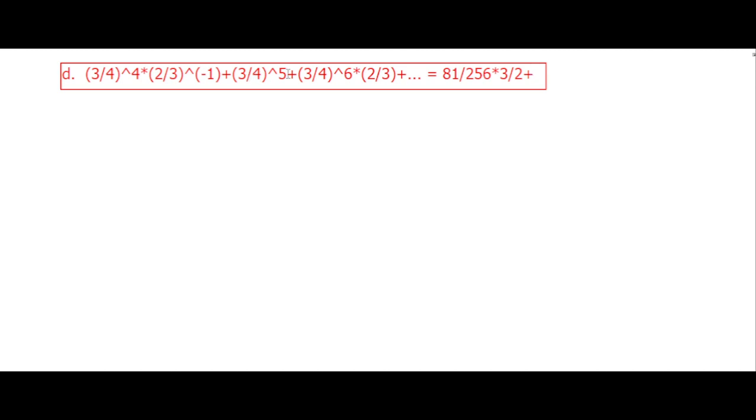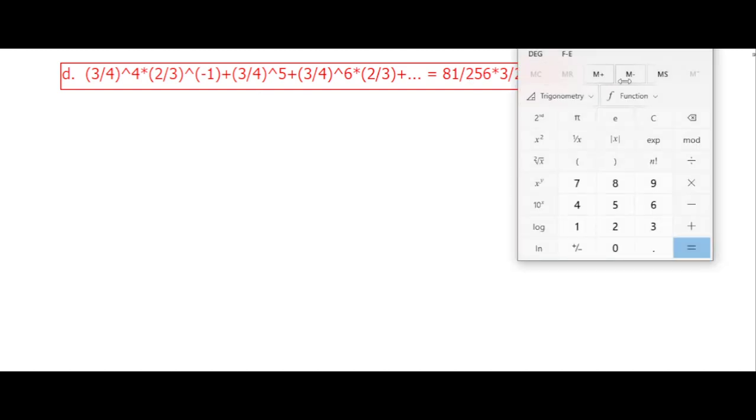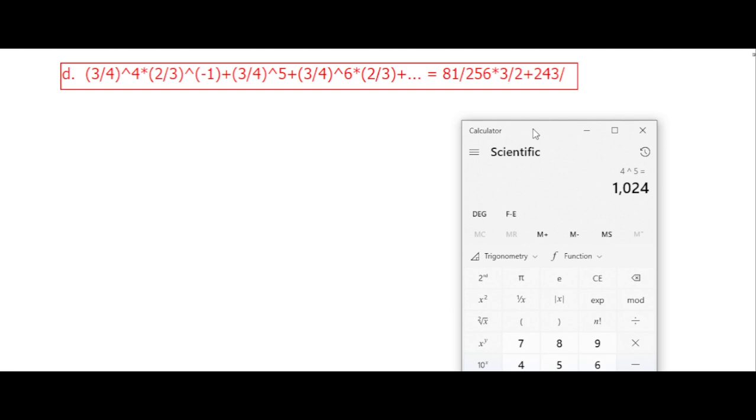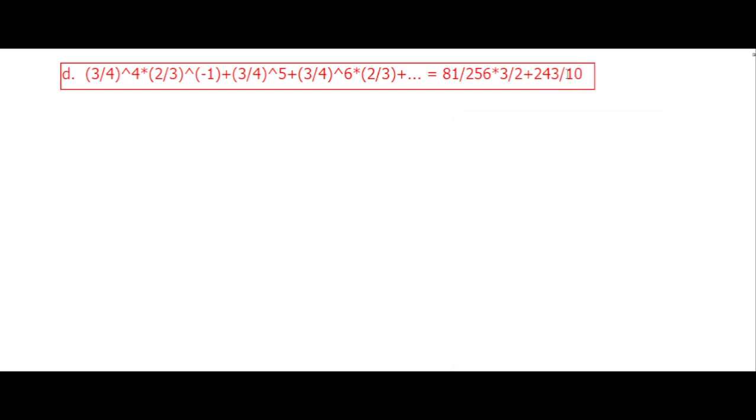What about here, 3 to the power of 5? 3 to the power of 4 is 81, and 81 times 3 is 243. So 243 over 4 to the power of 5. Let's compute it: 4 to the power of 5 is 1024. Here we have 243 over 1024, plus.